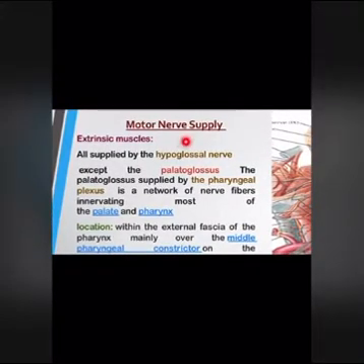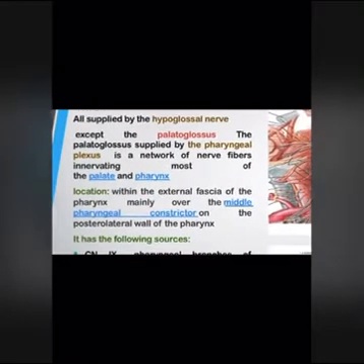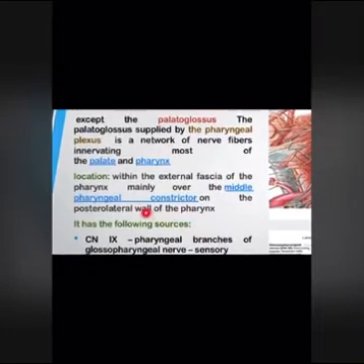Motor nerve supply: the extrinsic muscles are all supplied by the hypoglossal nerve except the palatoglossus. The palatoglossus is supplied by the pharyngeal plexus, a network of nerve fibers that innervates most of the palate and the pharynx. It is located on the external fascia of the pharynx and the middle pharyngeal constrictor, on the posterior lateral wall of the pharynx.